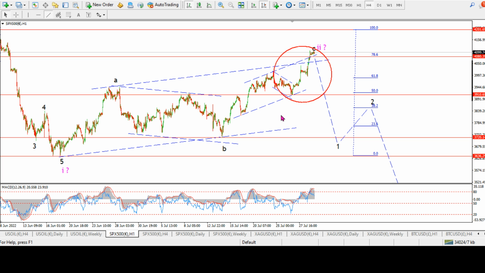A 3-wave pattern, 3 up in wave A, 3 down in wave B, and a 5-wave pattern pretty much done. 78.6 retracement just breached last night. We have a 5-wave pattern within wave 5 of wave C. So we've got wave C here of wave 2. We've got 1, 2, 3, 4, and 5 waves up in wave 5 of C of 2.